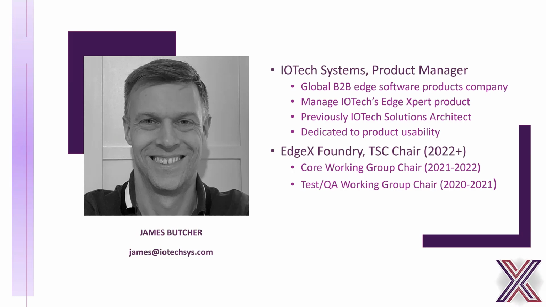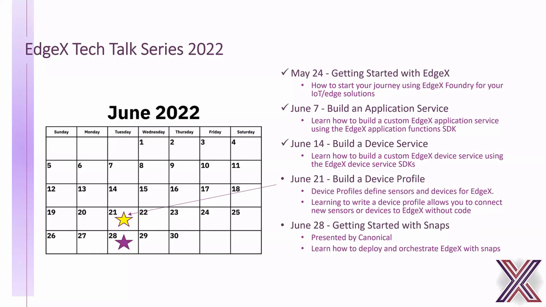So, this is a reminder that this is the fourth talk in our Tech Talk series throughout May and June. We've already covered getting started with EdgeX, building an application service, building a device service. This one, as I said, is about building a device profile, helping to get your devices onboarded to the platform via configuration, so not needing to write any code. And then next week, Canonical are going to be running a session about getting started with EdgeX and Snaps. So please do join us for that one as well.